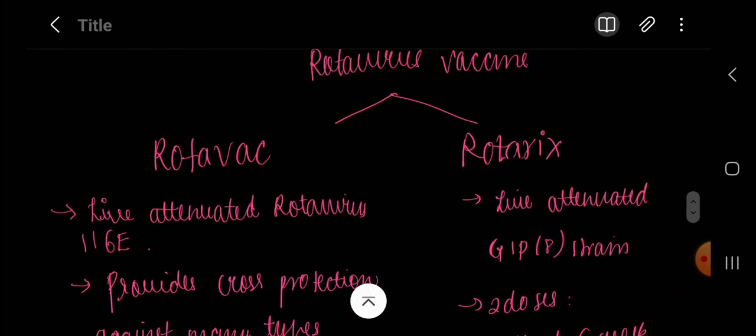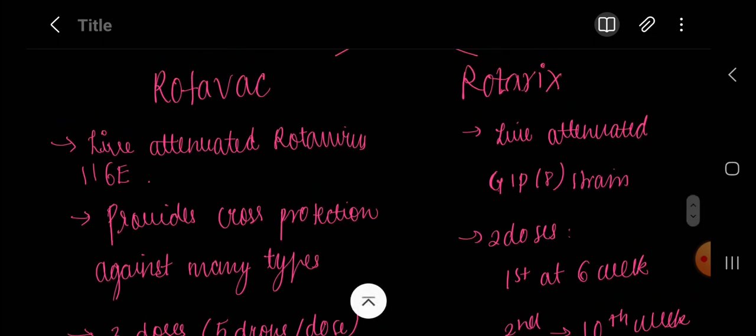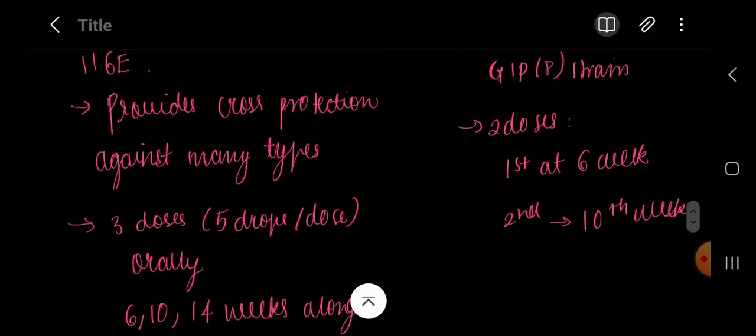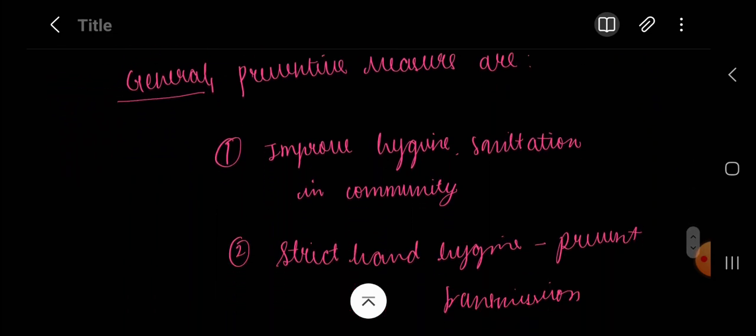Now Rotarix uses the live attenuated G1P8 strain. Rotavac also provides cross protection against the G1P8 strain. Rotarix is given in 2 doses, the first at the 6th week and the second at the 10th week, after a 4-week difference. Now, general preventive measures: we have to improve hygiene and sanitation in the community, and strict hand hygiene will prevent the transmission of this disease. Thank you.